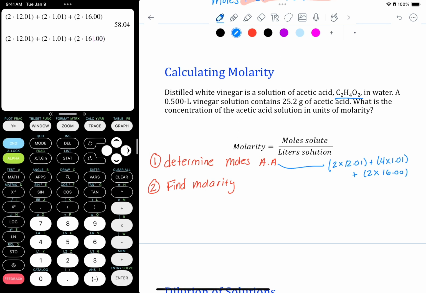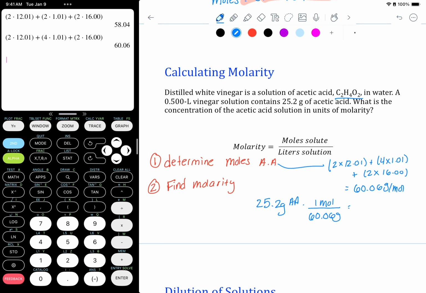Wrong mass of hydrogen. 4, there we go. So we get 60.06 grams per mole. So that's our molar mass of acetic acid. Once we have the molar mass, we can take the 25.2 grams of acetic acid and divide it by its molar mass to get the molar value.